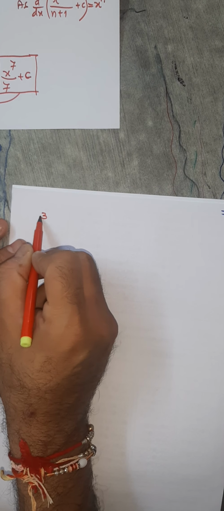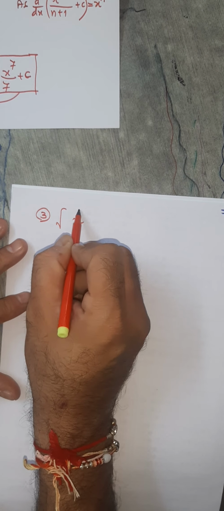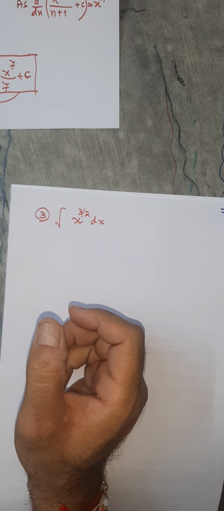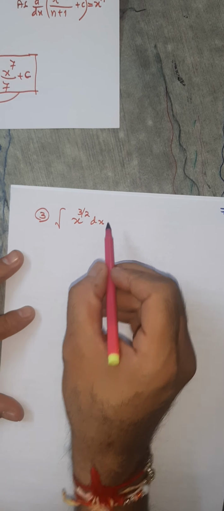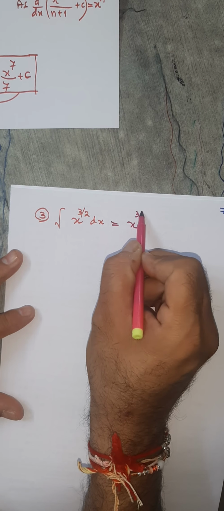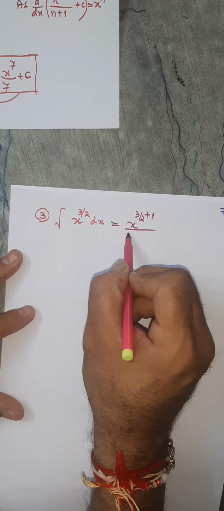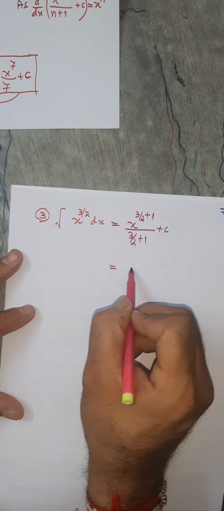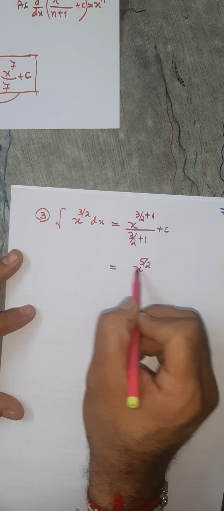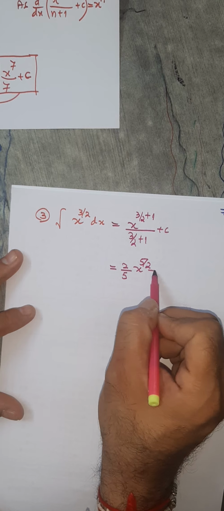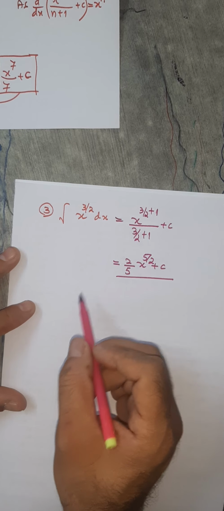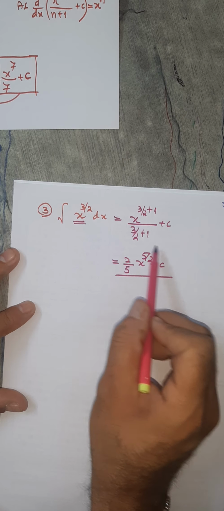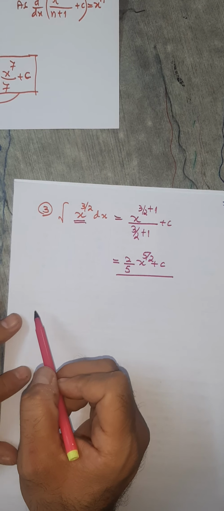Third example. Integral of, suppose we have, x raised to 3 by 2. Power function x raised to n. So what is the answer to this? Raise the power by 1. So if you raise the power by 1, x raised to 3 by 2 plus 1 upon 3 by 2 plus 1 plus c. So this will be 5 by 2. So x raised to 5 by 2 upon 5 by 2, which is 2 by 5, plus c. This is the answer. Why is the integral of x raised to 3 by 2 this? Because if you differentiate this portion, you will get exactly this.